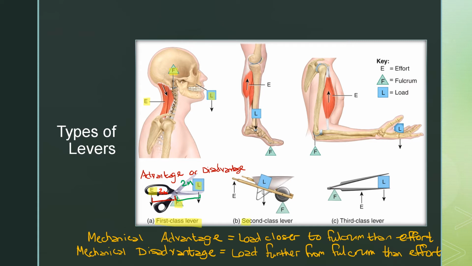Next we have the second class levers, and this is where the load is between the fulcrum and the effort. Second class levers operate like a wheelbarrow like we have here. Second class levers will always produce a mechanical advantage, and this is because the load is always going to be closer to the fulcrum than the effort is. Standing on your toes would be an example of this type of second class lever.